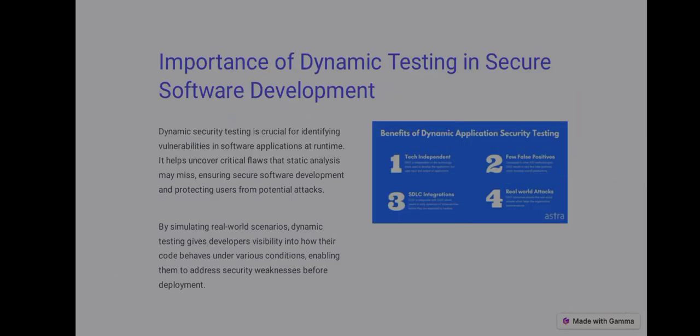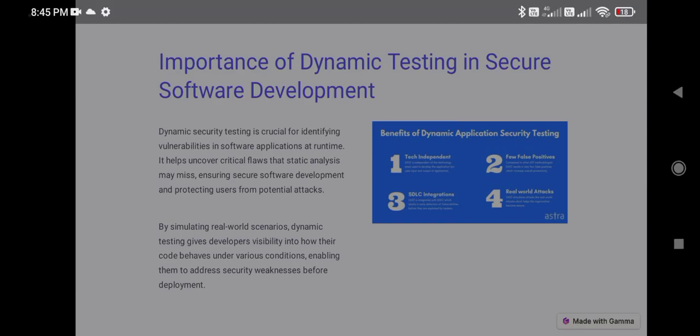Importance of dynamic testing in secure software development. Dynamic security testing is crucial for identifying vulnerabilities in software applications at runtime. It helps uncover critical flaws that static analysis may miss, ensuring secure software development and protecting users from potential attacks. By simulating real-world scenarios, dynamic testing gives developers visibility into how their code behaves under various conditions, enabling them to address security weaknesses before deployment.